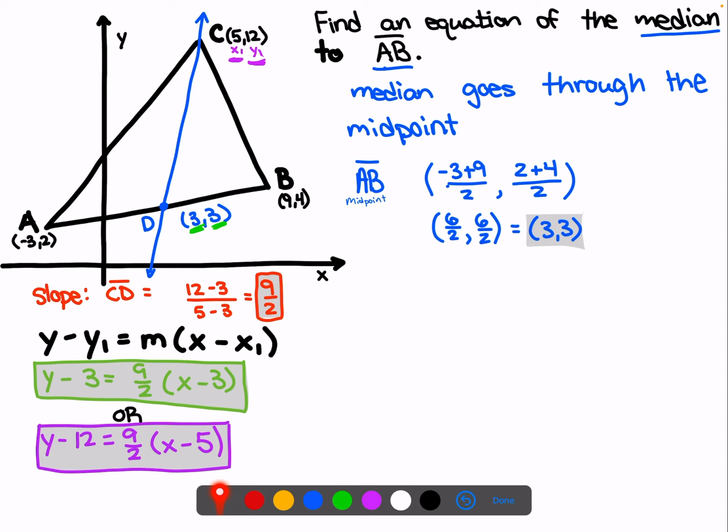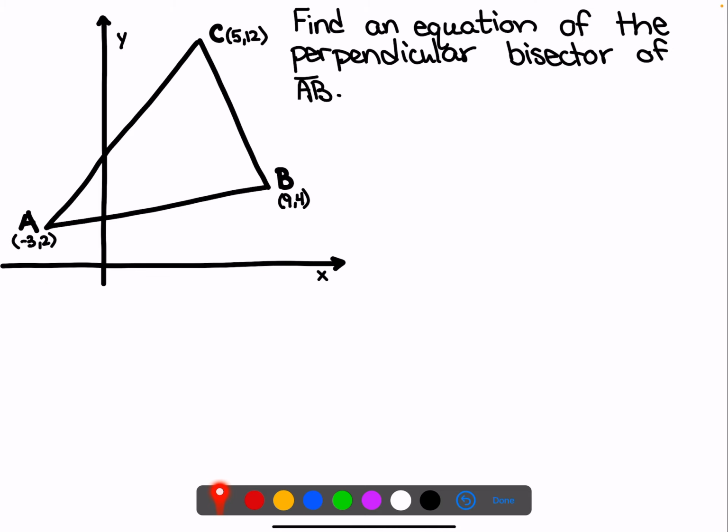So let's go ahead and try out another one. This time, we're going to find an equation of the perpendicular bisector of AB. A perpendicular bisector splits the segment in 2 because it's bisecting it, and it's intersecting at a 90-degree angle. So the main difference here is that our perpendicular bisector isn't necessarily going through point C, it's just going to be perpendicular to line segment AB. So let me go ahead and draw this up first.